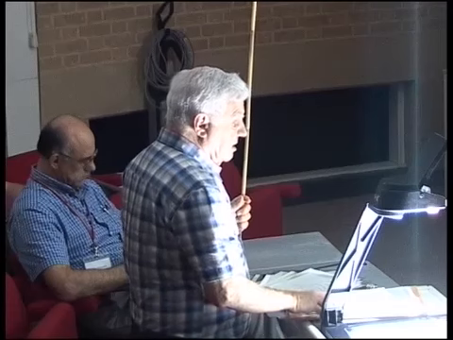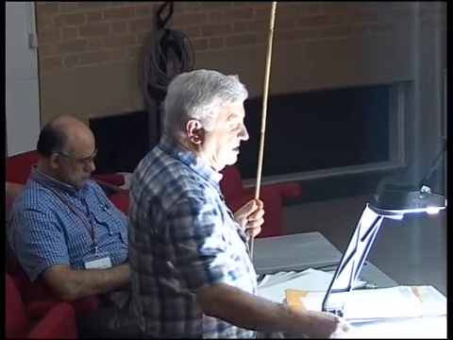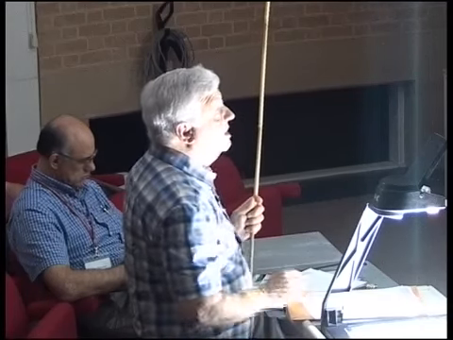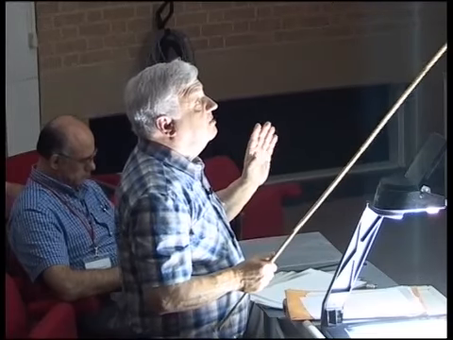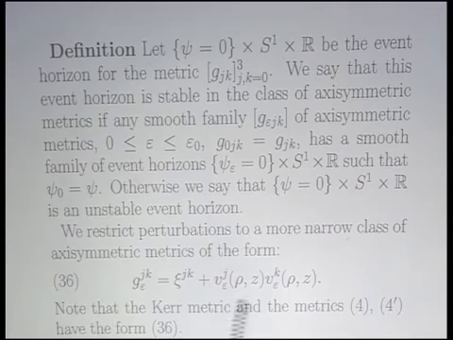So what I was mentioning here is that the event horizon coincides with the restrictive ergosphere. Now, the definition: an event horizon is called stable if you take any family of metrics which for epsilon equals 0 coincides with the given metric, and this family has a family of event horizons which for epsilon equals 0 coincides with the given event horizon.